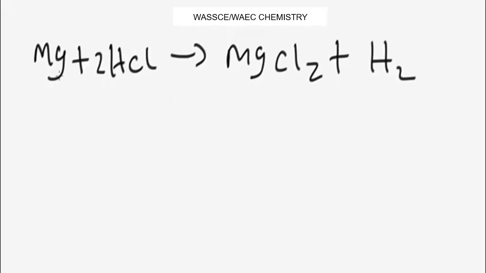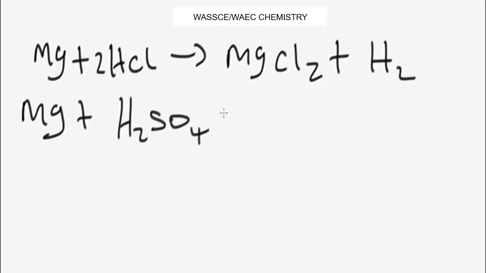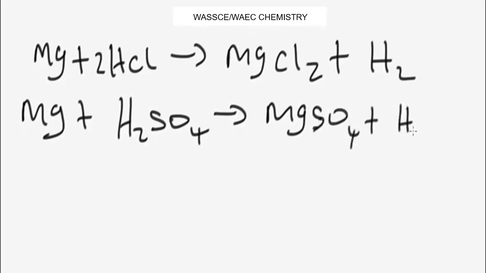Now when magnesium reacts with sulfuric acid in a cold dilute solution, we're going to have the output to be magnesium sulfate plus hydrogen gas. So you check if this chemical equation is balanced. Magnesium is 1 here, magnesium is 1 here, hydrogen is 2, hydrogen is 2, sulfur 1, oxygen 4, oxygen 4. So this chemical equation is also what?